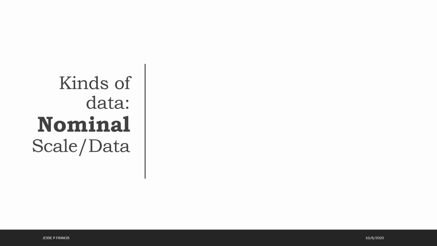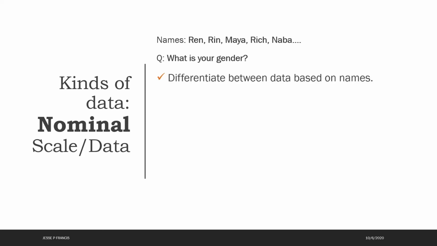The first kind is nominal scale. I asked you for your names during the session, and most of the responses I got are Ren, Maya, Rich, Naba, Iba, and Christine. So there are different names, and then another question I can possibly ask is, what is your gender? You may say male, female. So we can differentiate between them. Male and female are two distinct things. We can differentiate. Ren and Rin are two different people.